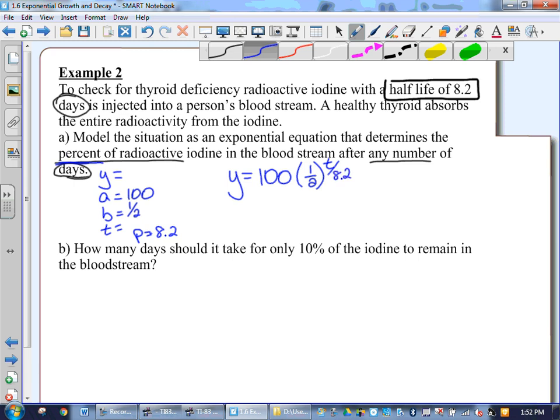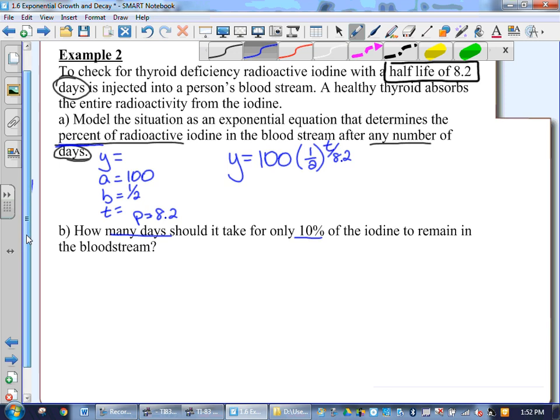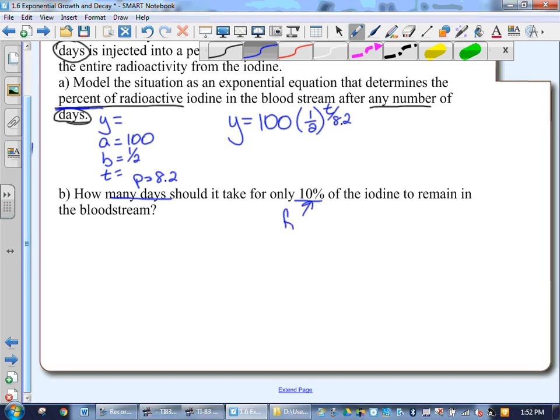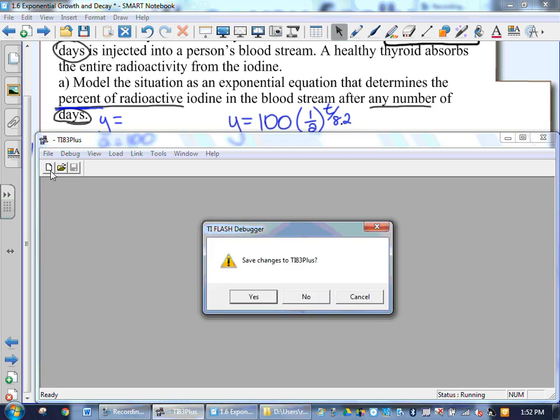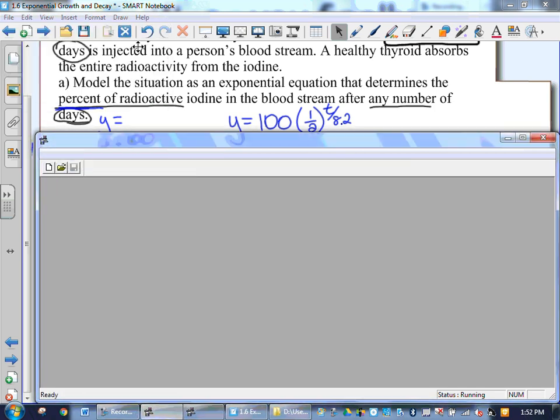In B, it says, how many days should it take for only 10% of the iodine to remain in the bloodstream? So this 10% tells me my final amount. So I want my final amount to be 10. I'm starting at 100% with a rate of change of 1/2, and it takes 8.2 days to be cut in half. Now we're going to solve this in a different way. Okay, so I'm solving for my exponent of t, but I'm actually going to graph it to solve. So graphing is an acceptable strategy for sure, and it's fairly quick once we know what we're doing.